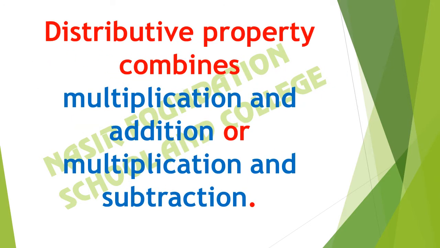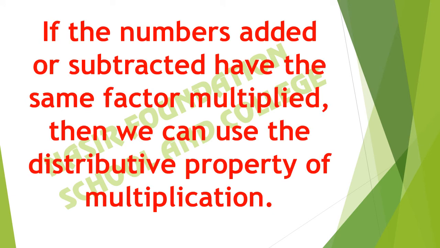Distributive property combines multiplication and addition or multiplication and subtraction. If the numbers added or subtracted have the same factor multiplied, then we can use the distributive property of multiplication.